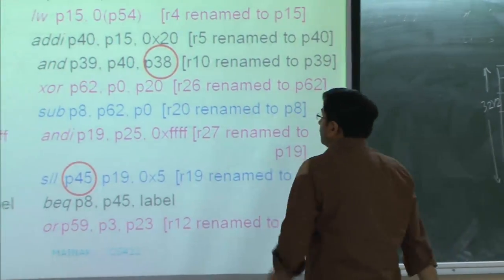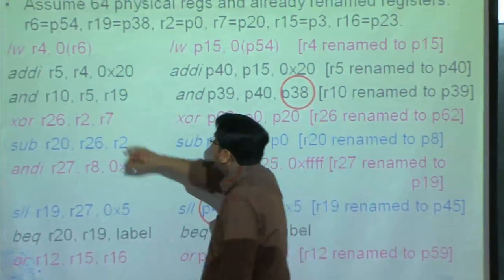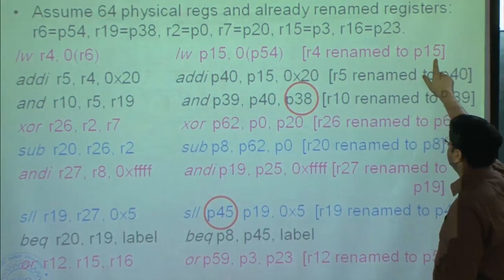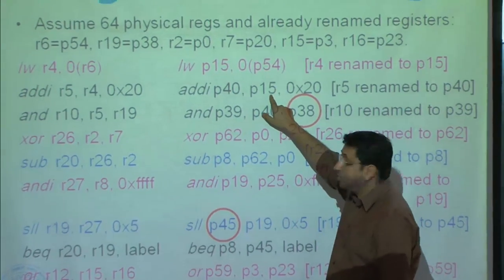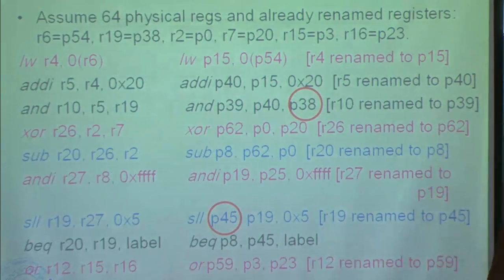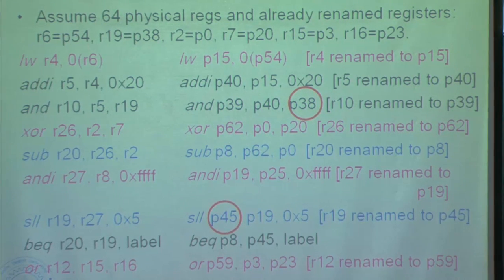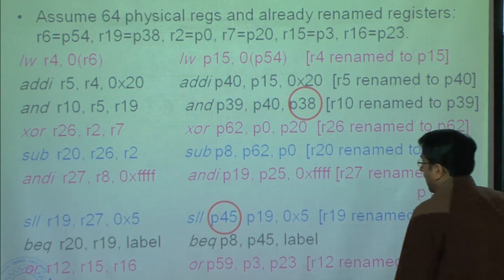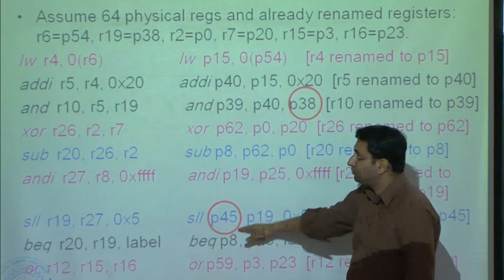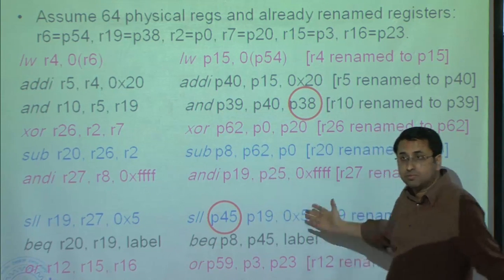So the next instruction comes. It has R4 as a source, looks up the table, finds that R4 is renamed to P15. So it changes to P15 and assigns a new register to R5, which is P40. And the process continues. Now you can see that the registers which had a WAR problem now get two different names. That problem actually goes away.